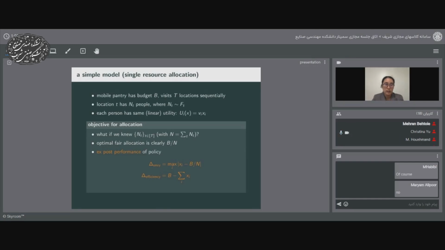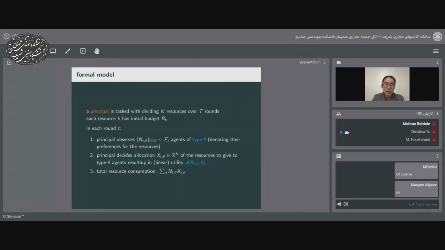All right. So next we'll take a look at the formal model, which has a more general setup. In the general setup, a principal is tasked with dividing K different resources over T rounds, and each resource has a different budget, B_k. In every single round, the principal will observe a vector, which is the number of agents of each type that are at that location. The principal then decides how much to allocate to each type of agent. And the agents get linear utility.